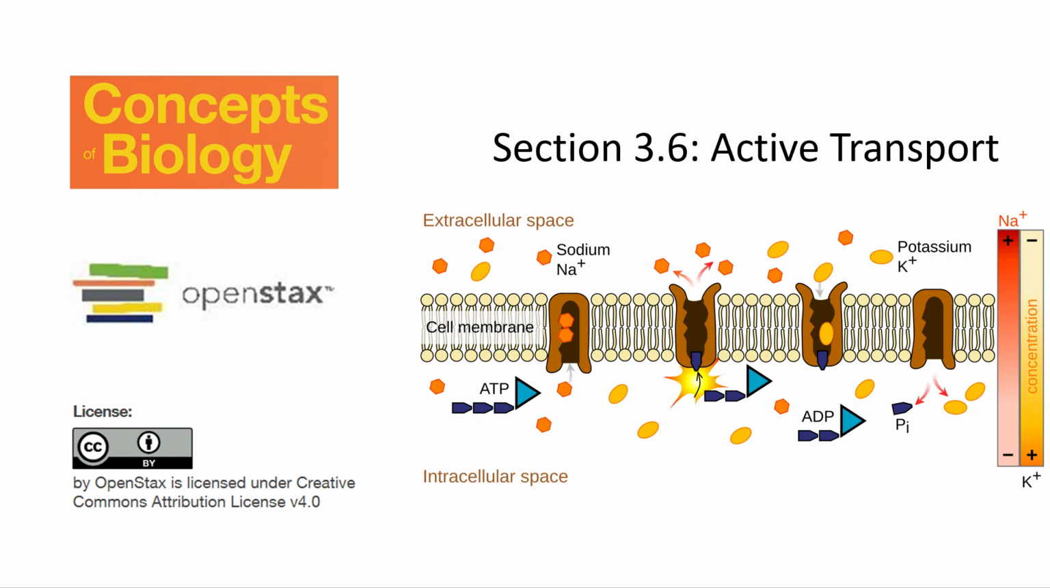Welcome to section 3.6, Active Transport. In this section, we'll explore how cells use energy to move substances against their natural concentration gradients, an essential part of how cells maintain internal balance and perform specialized functions like nerve signaling and nutrient absorption.